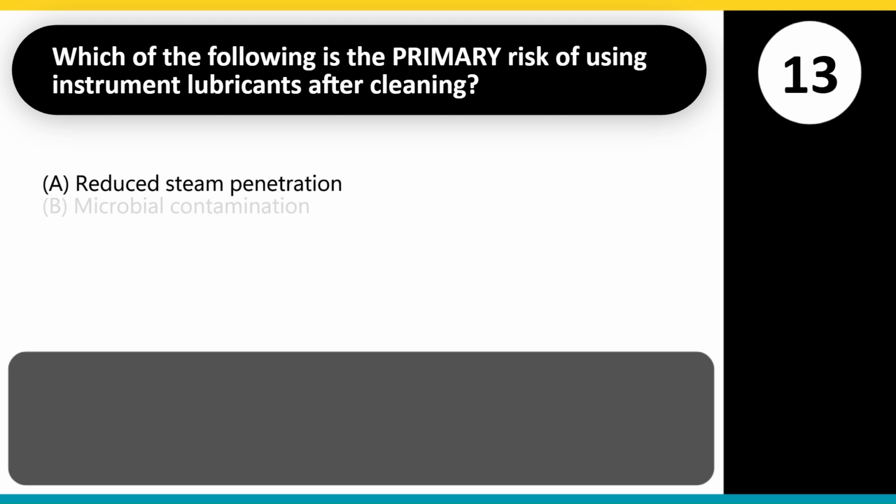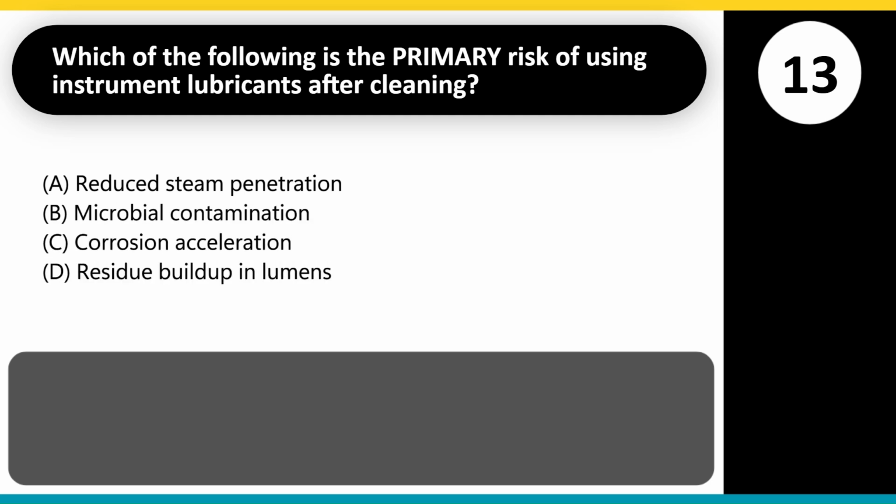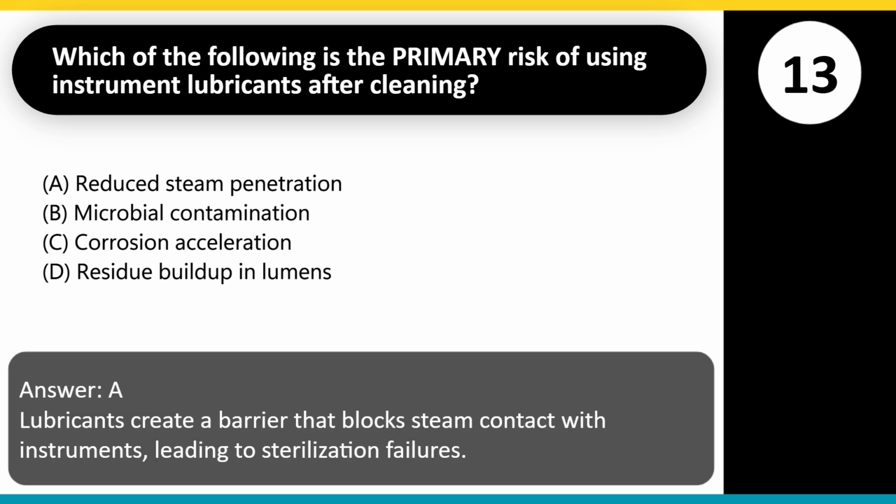Which of the following is the primary risk of using instrument lubricants after cleaning? A. Reduced steam penetration. B. Microbial contamination. C. Corrosion acceleration. D. Residue buildup in lumens. Answer, A. Lubricants create a barrier that blocks steam contact with instruments, leading to sterilization failures.